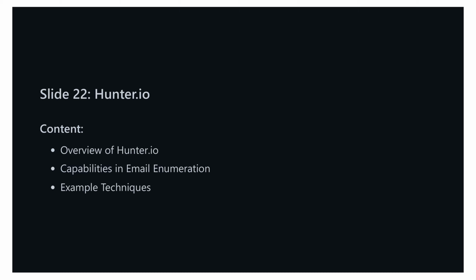Finally, we'll look at some real-world example techniques. We'll demonstrate how to effectively utilize Hunter.io's search capabilities, filter results to narrow down the most relevant emails, and perform verifications to ensure accuracy. This hands-on approach will help you maximize the potential of Hunter.io in your security assessments. In our next slide, we'll transition to DNS Dumpster, another valuable tool, but this time for DNS enumeration. Stay tuned for how DNS Dumpster can aid in uncovering critical DNS information about your target.